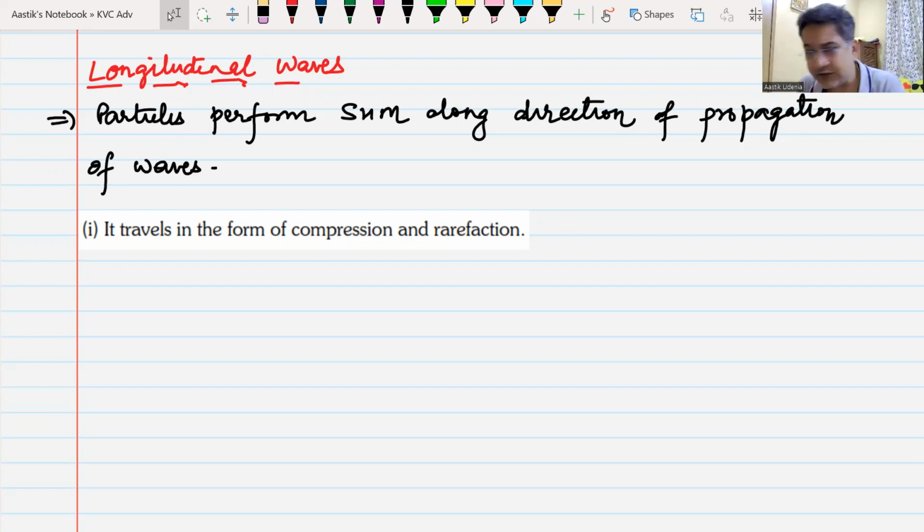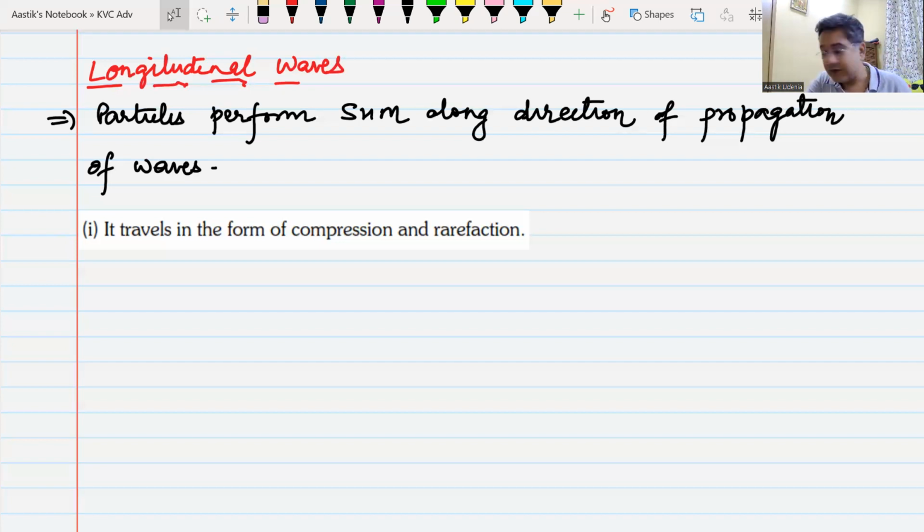So this longitudinal wave, and the best example of a longitudinal wave is the sound wave. The best example of a longitudinal wave is the wave by which you are listening to my voice. That is a sound wave. It propagates by the phenomenon of compression and rarefaction. What is the compression and what is the rarefaction? Any idea?